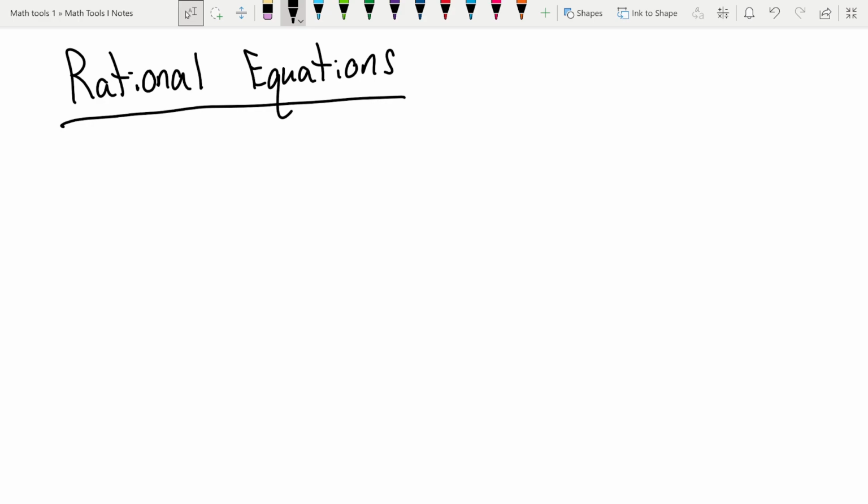So we've looked at rational expressions. Now let's look at this in the form of an equation, meaning that we're going to have something equal to something, right? And we're going to be solving for a variable. So let's learn through example.